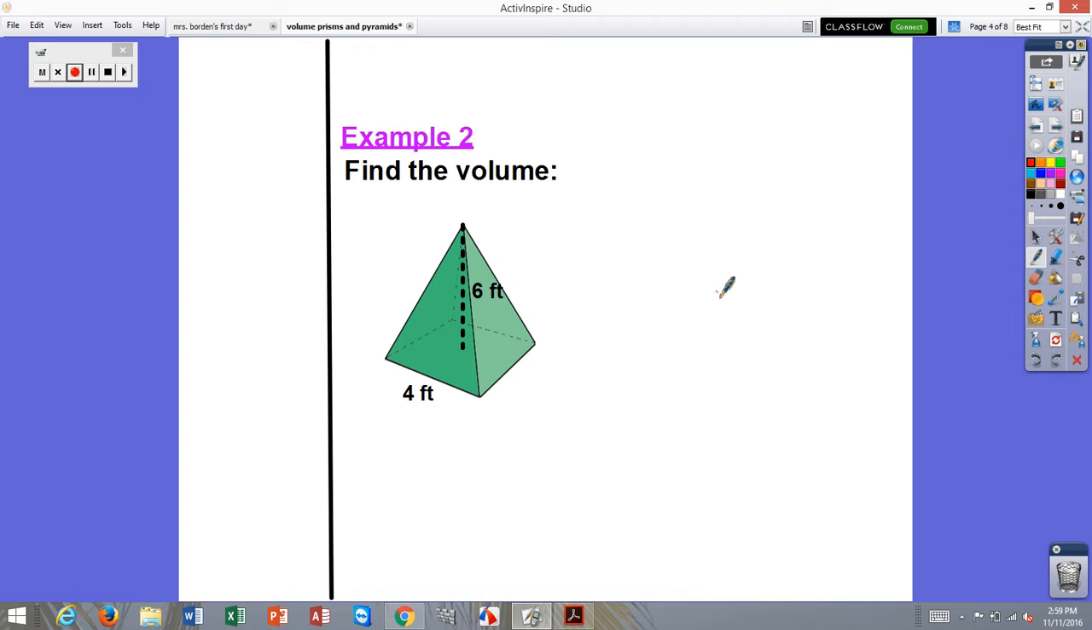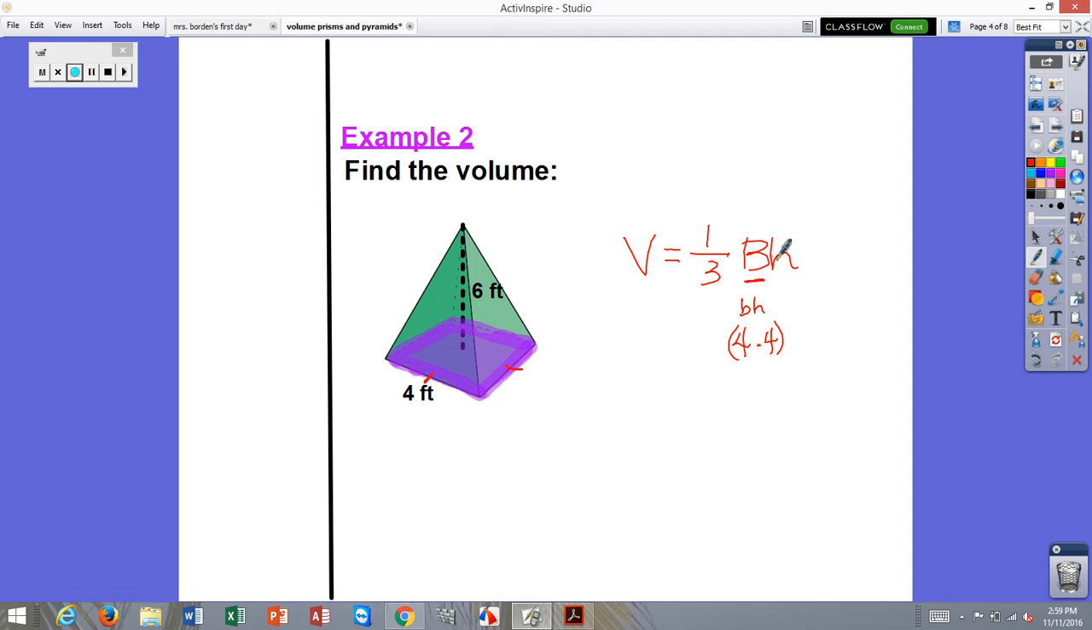Example number 2, we have a pyramid. Okay, we're going to shade the base. Remember, the base on a pyramid, there's only one of them. The bottom of this is our base, and it's a square or a rectangle. In this case, it's a square. All of the sides measure 4 feet. Okay, so if I want to find the volume equals 1/3 big B times H. Okay, big B stands for area of the base. It's a square, so we're doing base times height. And the base and the height in this case are both 4, so we're doing 4 times 4 for our big B.